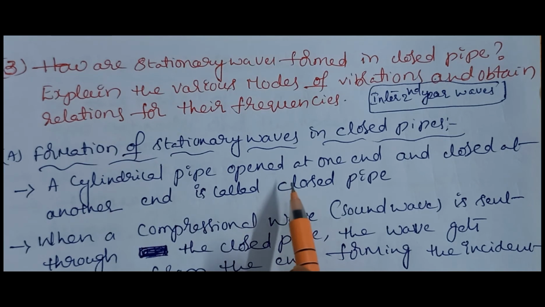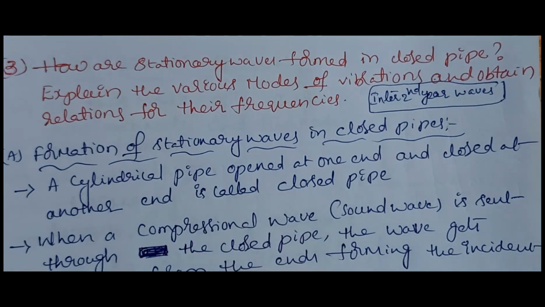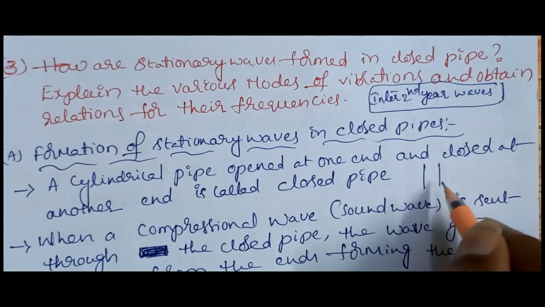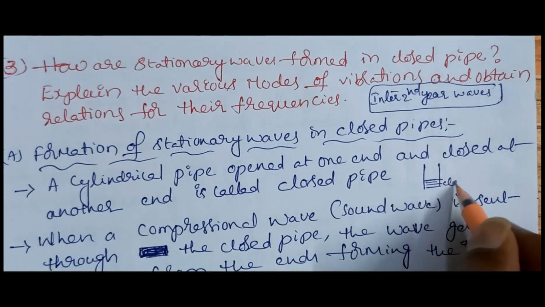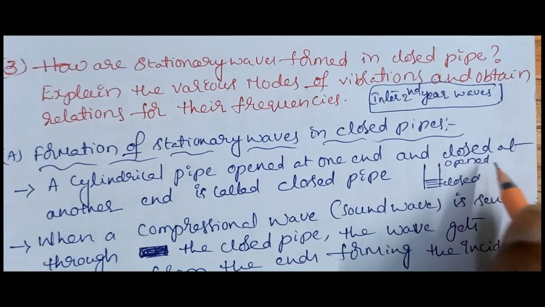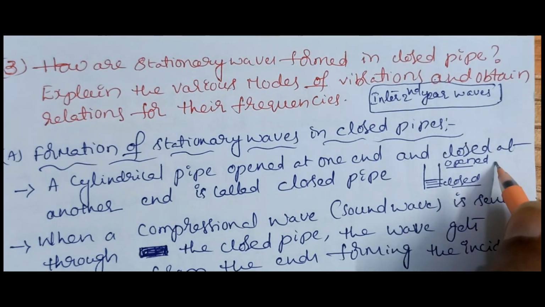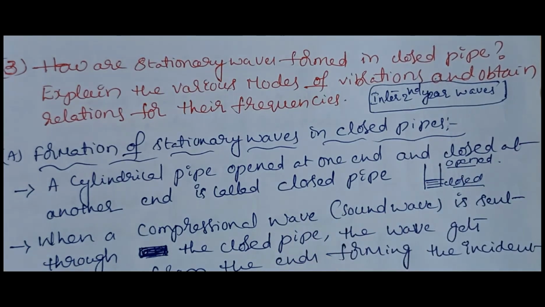So what is a closed pipe? A cylindrical pipe opened at one end and closed at another end is called closed pipe. So like this, it is a cylindrical pipe. This end is closed and this end is opened. So open end and closed end. So this is called closed pipe.